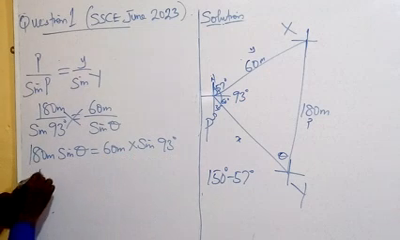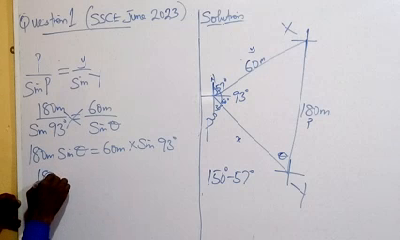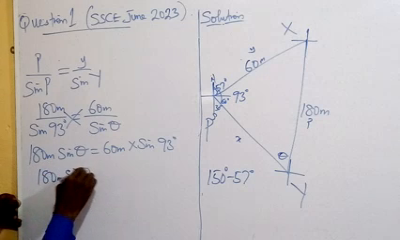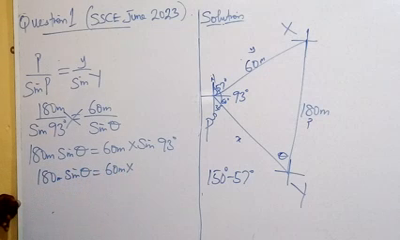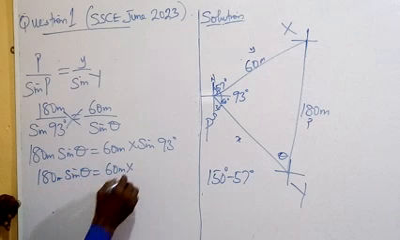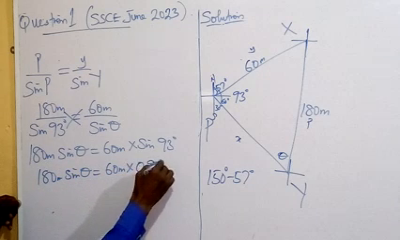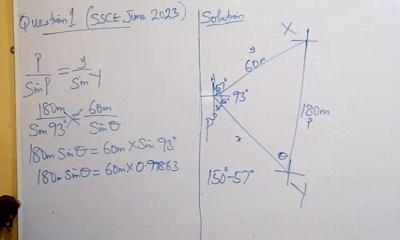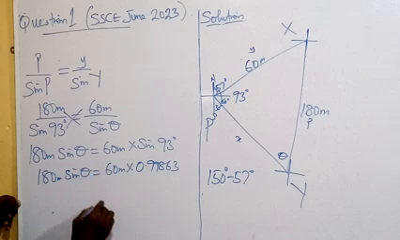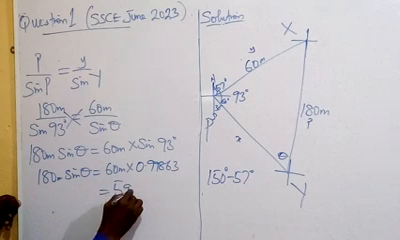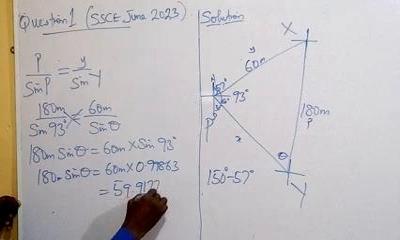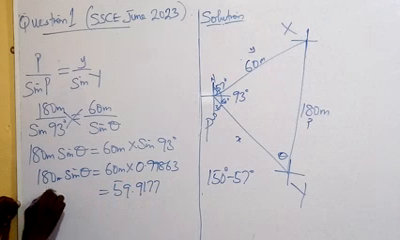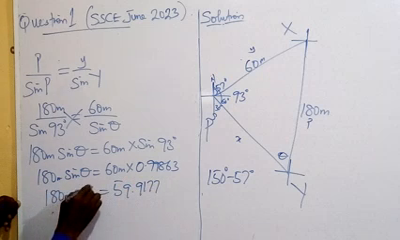All right, we have 180 meter sine theta equals 60 meter sine 93 degrees. Sine 93 degrees is 0.99863. Multiply this by 60. So therefore we have 59.9177 from our calculator for 180 meter sine theta.